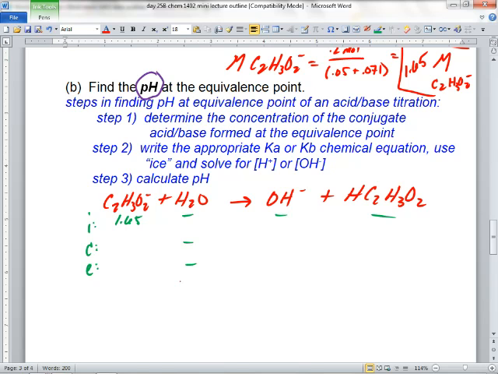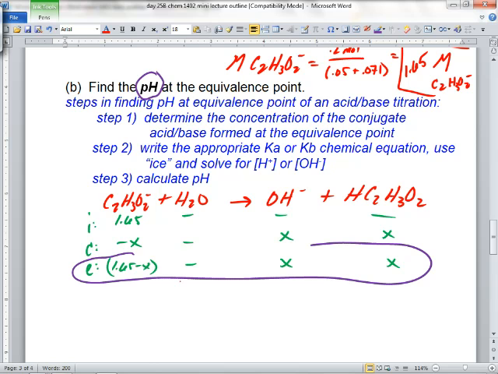The change row, Genevieve, what do we put for reactants again? Negative X, positive X for products. And then we get our equilibrium concentrations, Matteo. For acetate would be 1.65 minus X. And the rest would just, X plus nothing is X. So at equilibrium, my acetate concentration is 1.65 minus X. Acetic acid is X. Hydroxide is X.